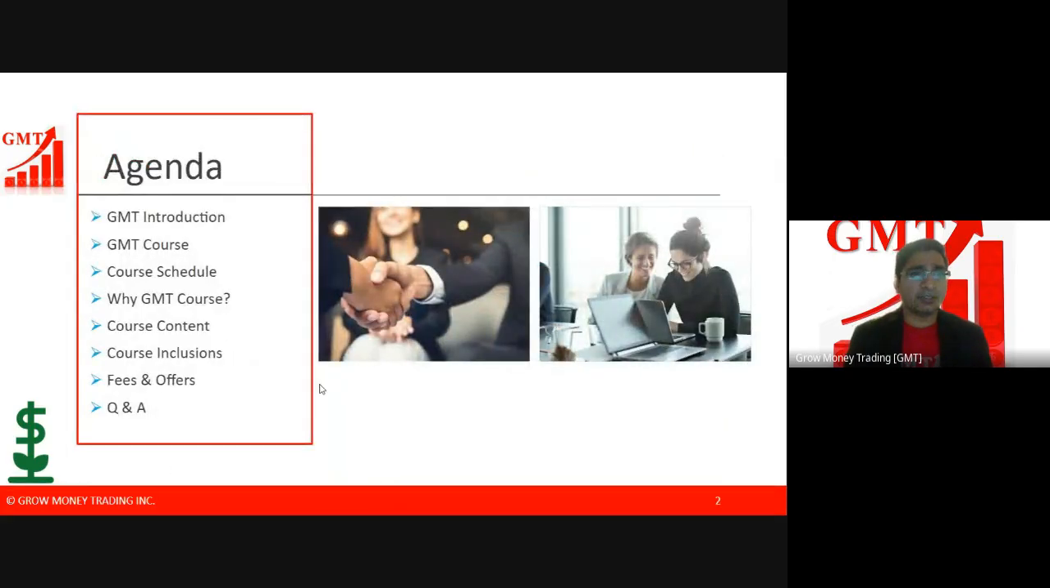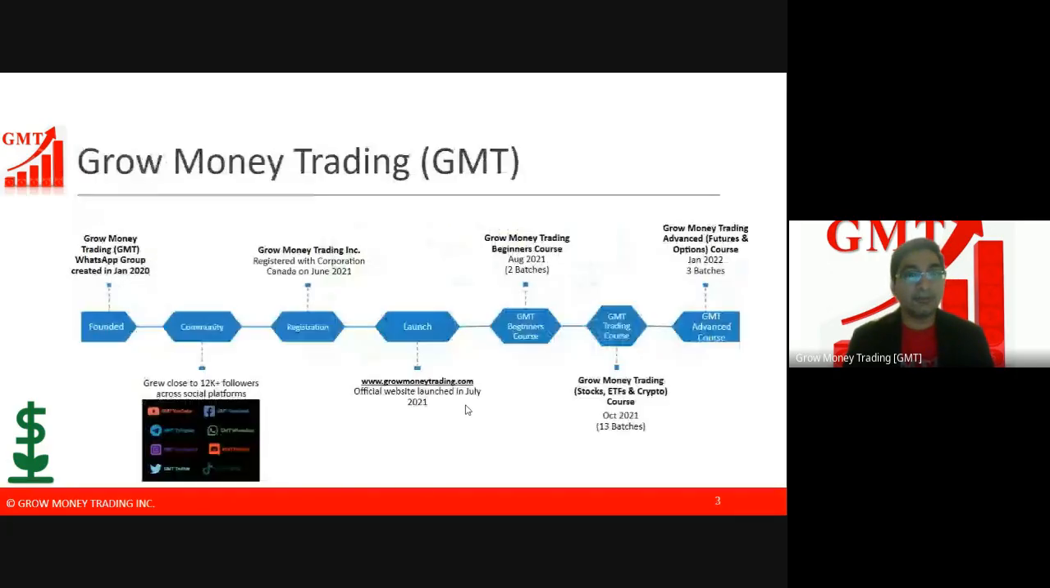So, just a quick overview of the agenda. We will be introducing ourselves. Vivek sir gave a quick icebreaker. I'll touch upon that a bit and then talk through the GMT course and course schedule, and then we'll take you through the course content so that you understand why you should be enrolling in the course, some of the course inclusions, fees, and then we'll open up for Q&A. Although you are free to ask us any questions during the presentation.